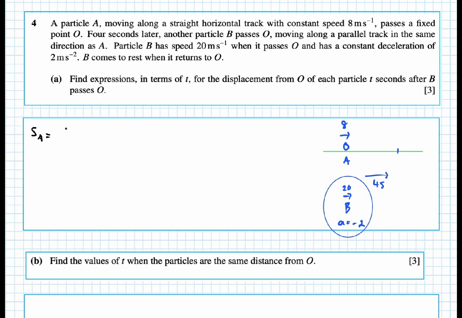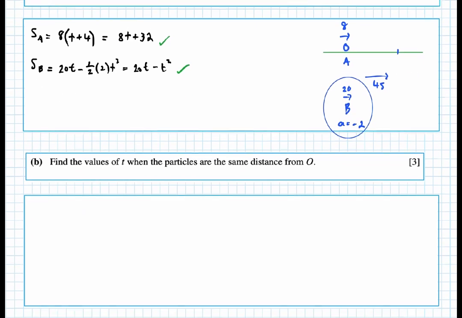Okay, so A is t plus 4. So just using SUVAT formulas, I suppose, you get s is equal to 8 times t plus 4. So 8t plus 32. That's the first one. Second one for B, we have u is 20. So 20t minus half at squared. And just simplify that there. Half times 2 is 1, of course. That's that. Those two parts there. We found our expressions in terms of t.